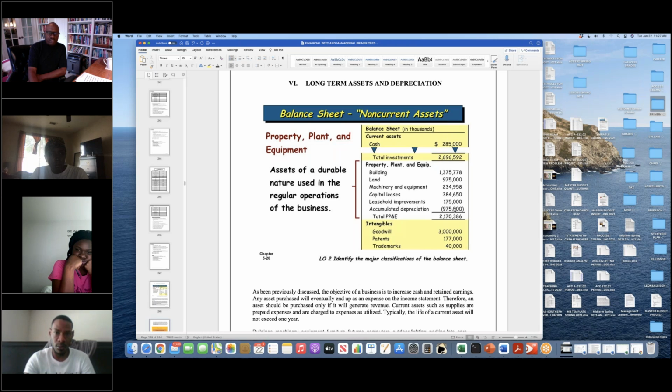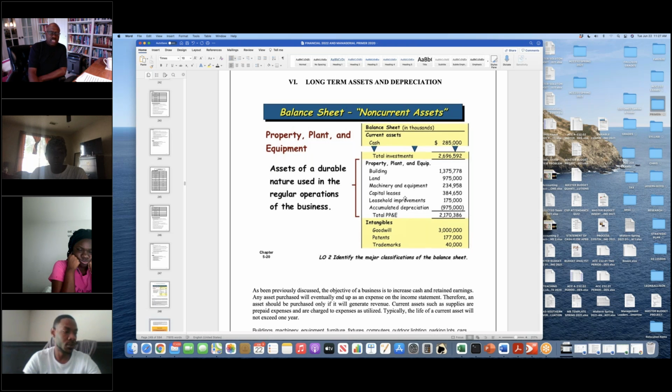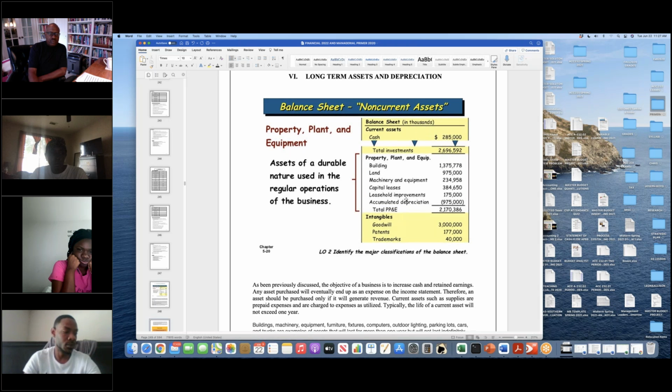So for the balance, you have to be subtracting that accumulated depreciation. And then these intangibles: goodwill, patents, and trademarks. All of these items are not current items. They are items that are going to have a life over a year. But in here with buildings, we don't depreciate land. But with buildings and equipment and autos and everything, we do expense them. It's just that it's over a period of time.